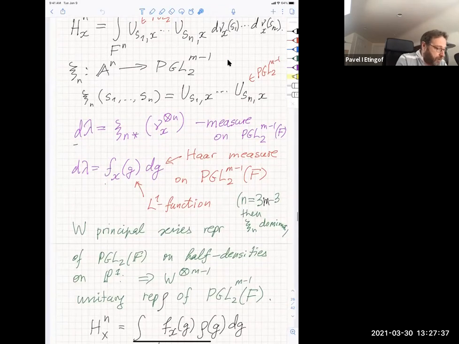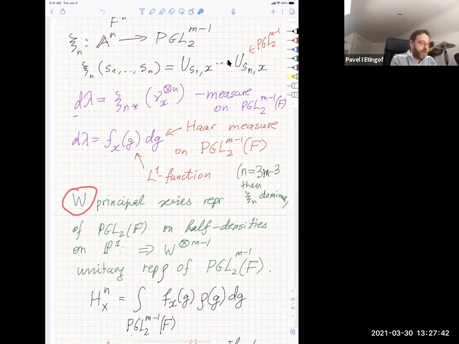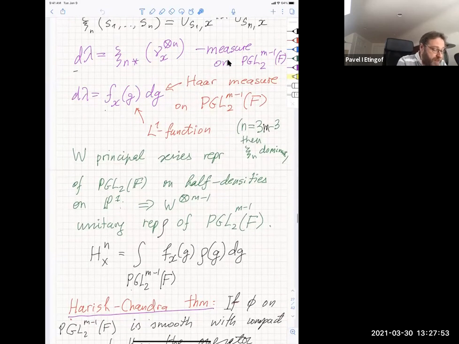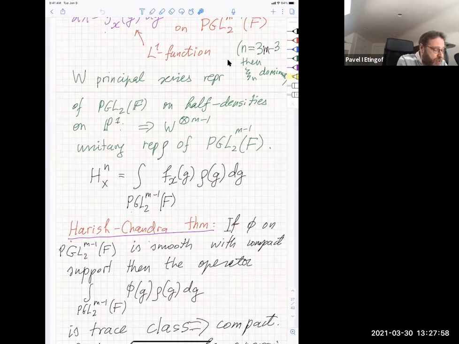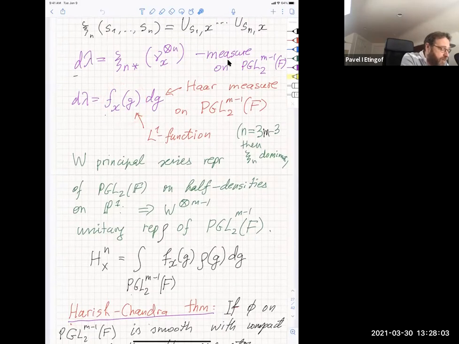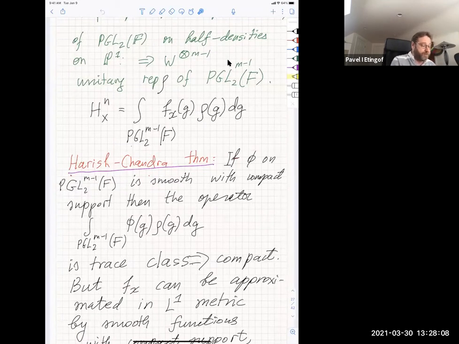And now, so we're acting on half densities. And so we should consider the principal series representation of PGL2F on half densities on P1 and take the m-1 power. It's a unitary representation of this group. And then hx to the n is simply the action in this unitary representation of this function fx of g, or rather of this measure fx of g times dg. So it's given by this formula, where rho of g is my unitary representation. And now we will use the Harish-Chandra theorem.